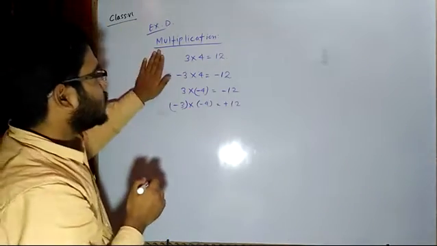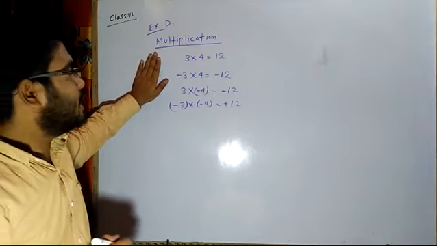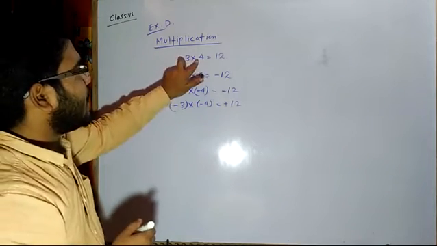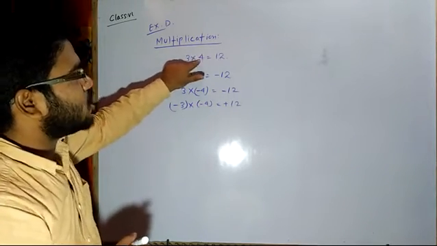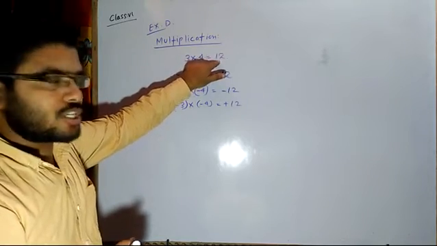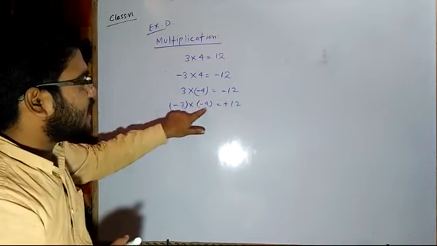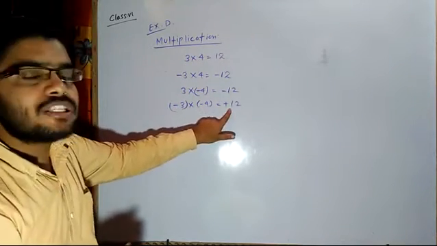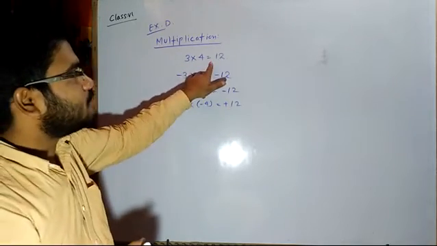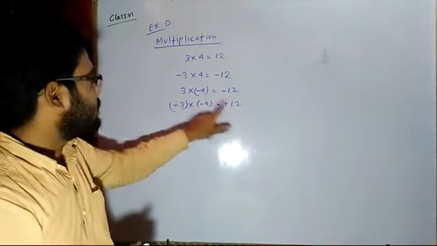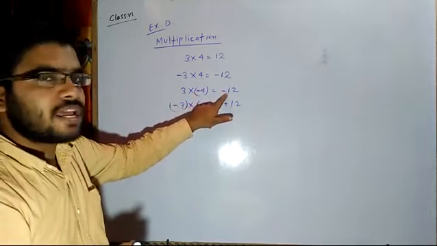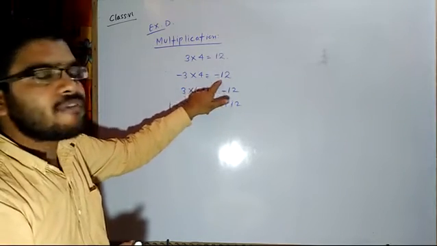So what conclusion, what inference did we get from here? When we have the same sign, positive 3, positive 4, the answer will be positive. When we have the same negative signs, then also the answer will be positive. When we have the same sign, the answer is positive. When we have opposite signs, we have negative.